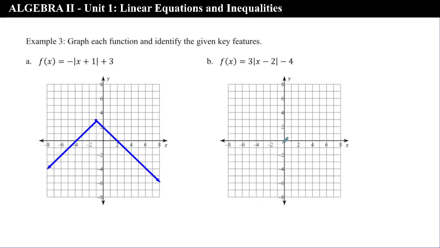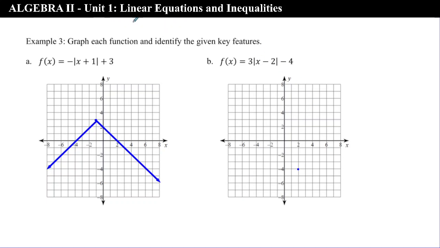Okay, so here we have, what's happening? Well, we've got negative 2, so we go to the right by 2. That's going to be our left-right translation. It's going to be to the right because we have a negative 2. And then we have a negative 4, which means we're translating down. So this is where our point, our vertex, is going to be.